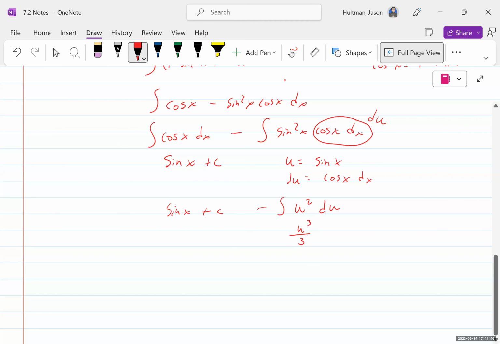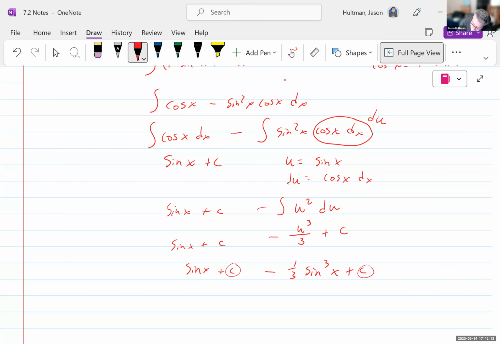U cubed over 3, or 1/3 u cubed. And then I could put a plus c there as well if I want to. Okay, sine x plus c minus the integral of u cubed, or minus u cubed over 3. But what was u? Sine x. Yeah, it was sine x. So this is going to be minus 1/3 sine cubed x plus c, and these two c's would combine into one c. And so we get sine x minus 1/3 sine cubed x plus c.